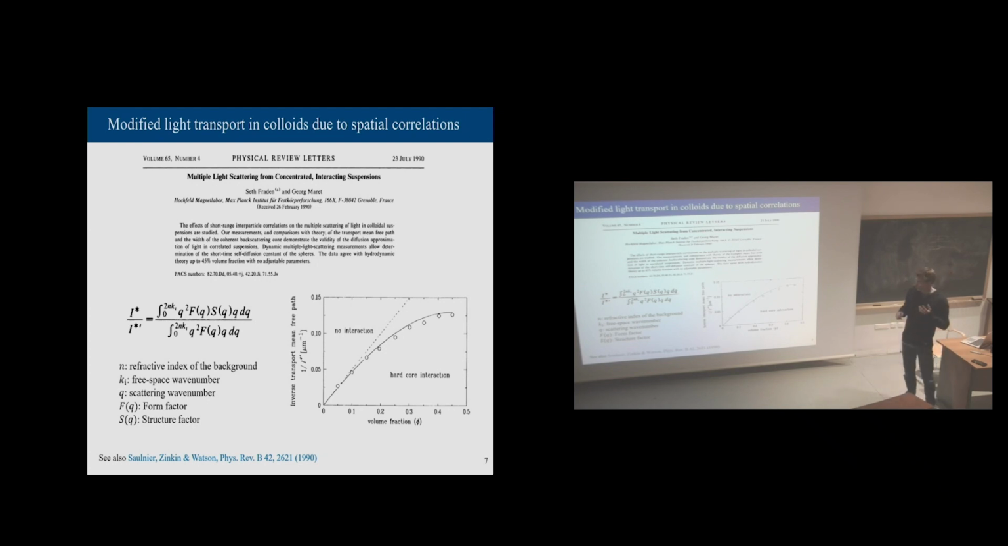So the impact of structural correlations, of course, was known in a way, but the impact of correlations on light transport in diffusive media was not really studied or considered before this work from Fraden and Maret. It was in 1990. This paper was presented yesterday already by Geoffroy. But the key idea is that the transport mean free path, which usually depends essentially on the form factor, so on the scattering cross-section of one particle, should be corrected with a structure factor to be correct, and the experiments and the theory are in very good agreement in this system.